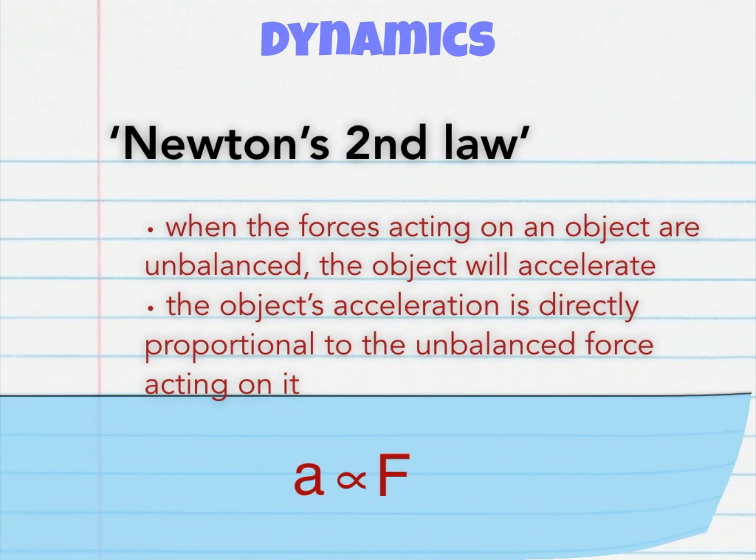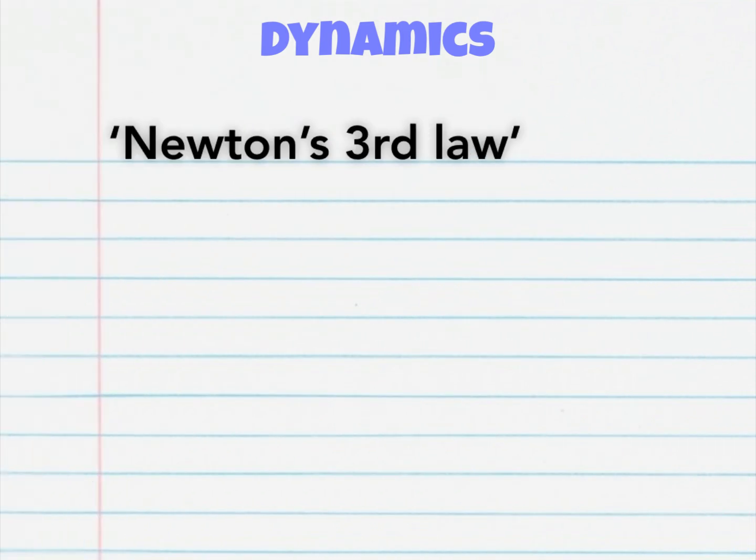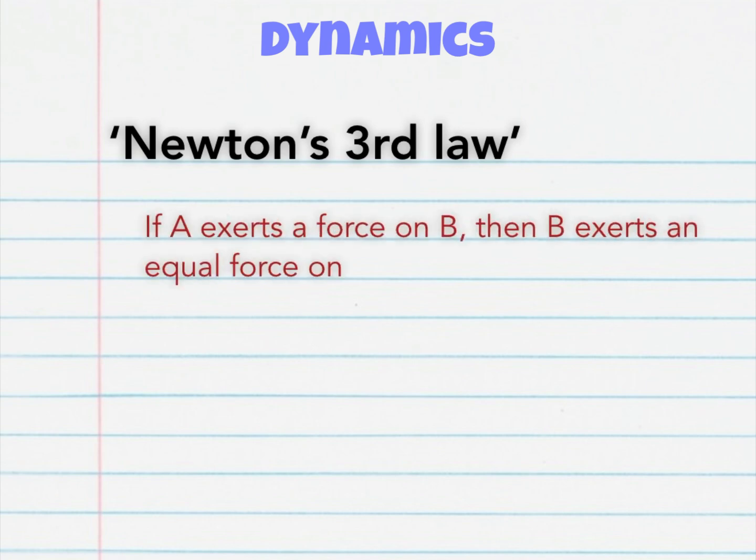And finally, here's our last one, Newton's third law. It states that if A exerts a force on B, then B exerts an equal force on A in the opposite direction. Newton's third law often crops up in questions about rockets. The rocket exerts a force on the exhaust gases in one direction, and the exhaust gases exert an equal force on the rocket in the opposite direction.